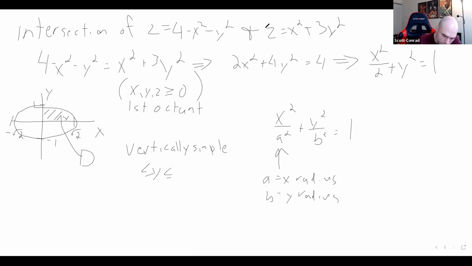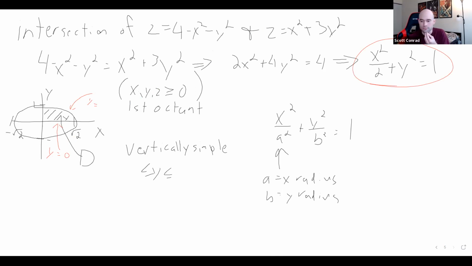So the bottom curve is easy. That's y equals 0. How about our top curve? Well, our top curve comes from this, and it's going to be the top half of that.